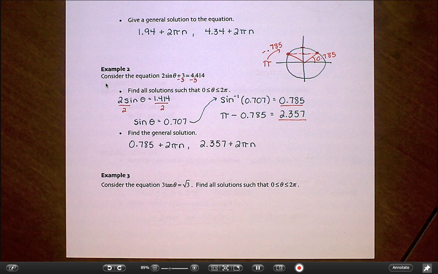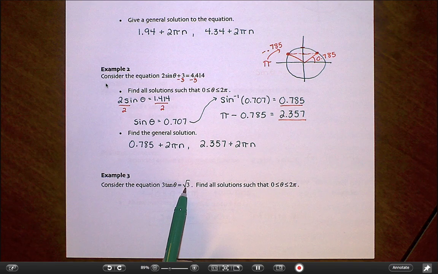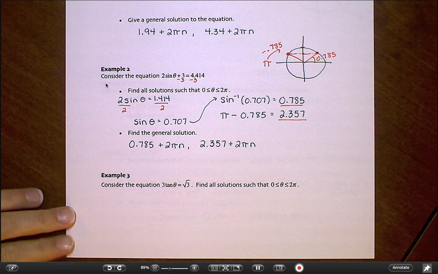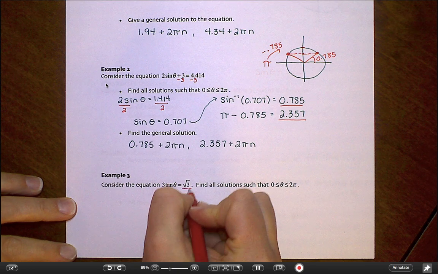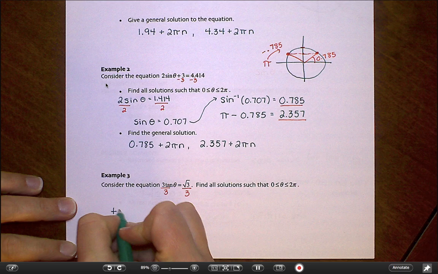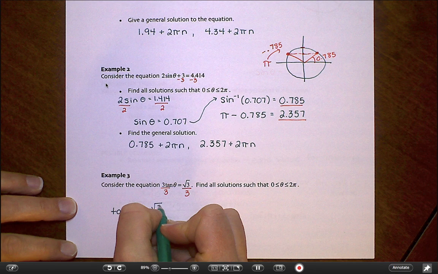Okay, in example 3 here, I'm going to do this in a way that's maybe more familiar to you, at least as of recently, because I see that this is written as a nice happy square root here. I'm going to try to leave it that way. I'm not going to dive into decimal land here. All I'm going to do is divide by 3. And so then look at what I get. I get tangent of theta equals square root of 3 over 3.